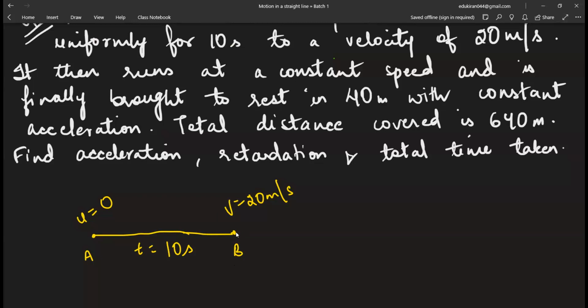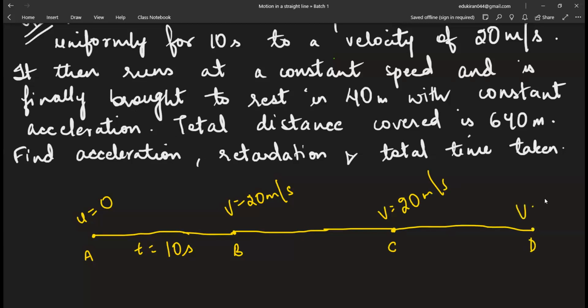If it is running at a constant speed, it means the velocity is now not changing. Let's say this is point C. Now this is running at a constant speed, means here also the velocity is 20 meter per second. And the last part is, it is finally brought to rest. Means in this D part, it is finally brought to rest, final velocity is 0. It is finally brought to rest in 40 meters. Means only this distance S3 is 40 meters. Which distance? Just the CD.